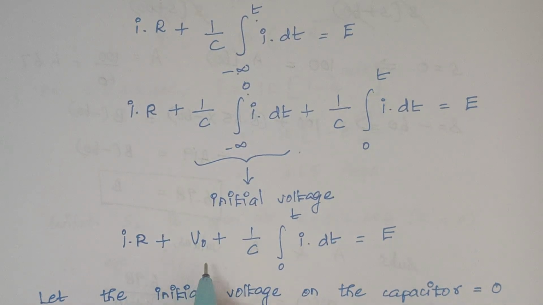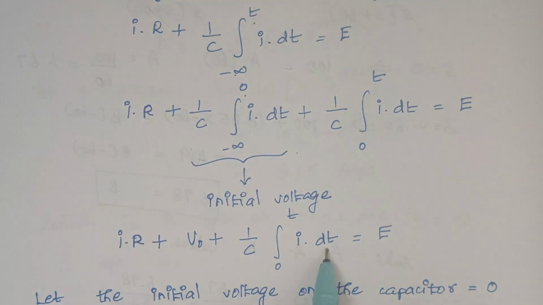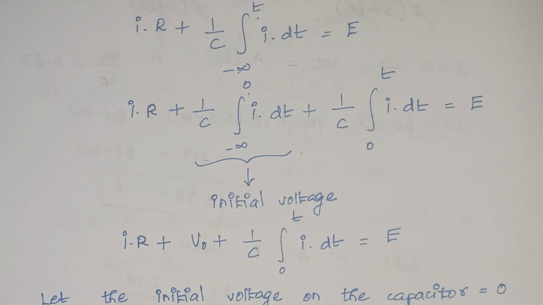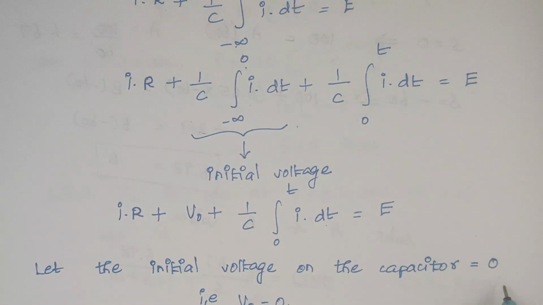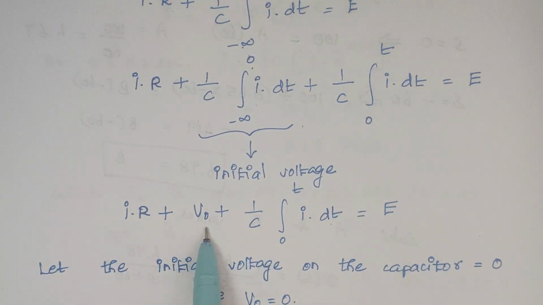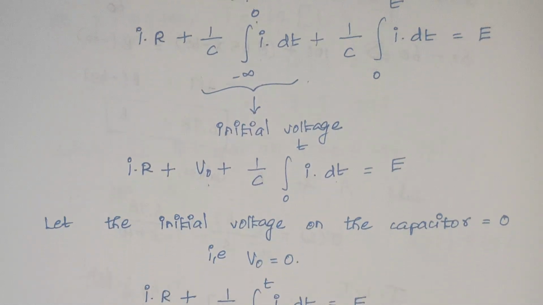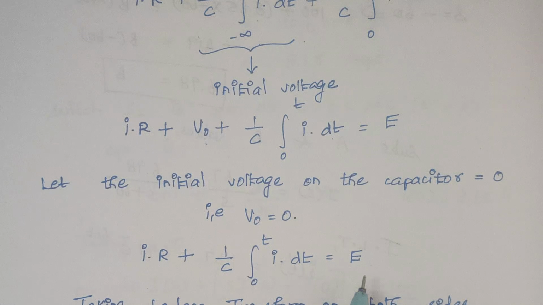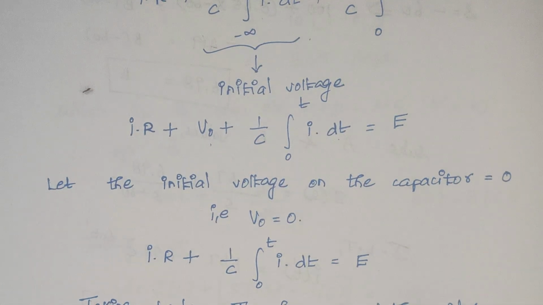Therefore, IR plus V naught plus 1 by C integral of 0 to t of I dt is equal to E. As we already said, we are considering the initial voltage on the capacitor to be 0, that is, the value of V naught is 0. When V naught is 0, our expression reduces to 1 by C integral of 0 to t of I dt is equal to E.